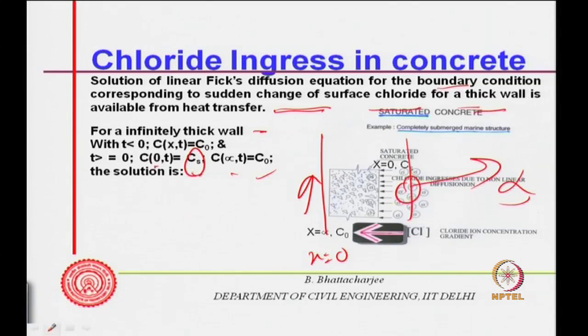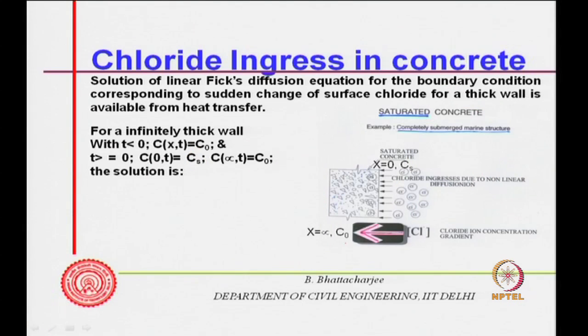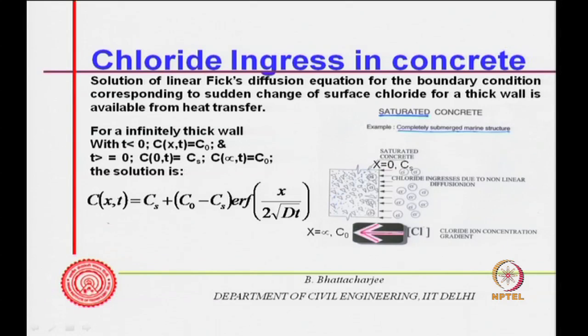The solution is given by the error function solution. This is the condition. At x equals infinity, it is always C0. Here at x equals 0, it suddenly changed to Cs. For this a solution is available, and this is given by C(x,t). At any point, the chloride concentration is given as Cs, where Cs is the surface concentration which is kept constant, plus C0 minus Cs. C0 is the initial concentration, and at x equals infinity it still remains the same, minus Cs, into the error function, Gauss's error function of x by 2 root Dt, where D is the diffusion coefficient and t is time, where the error function of any variable y is given by this equation.